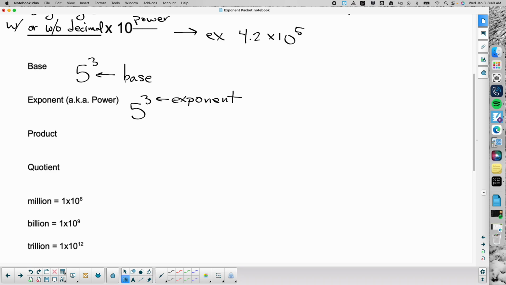Do you guys want me to refresh you what 5 to the third means? Okay, so some people need that refresher. If you don't need the refreshing, you don't have to write it down. So 5 to the third means I'm going to multiply 5 3 times. The 3 just tells you how many times. The base tells you which number you're multiplying.